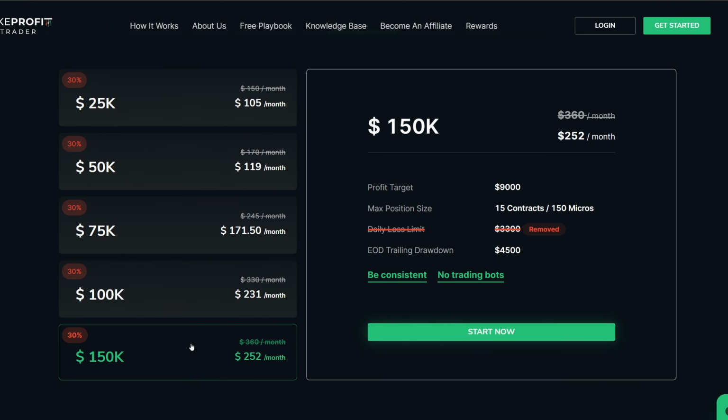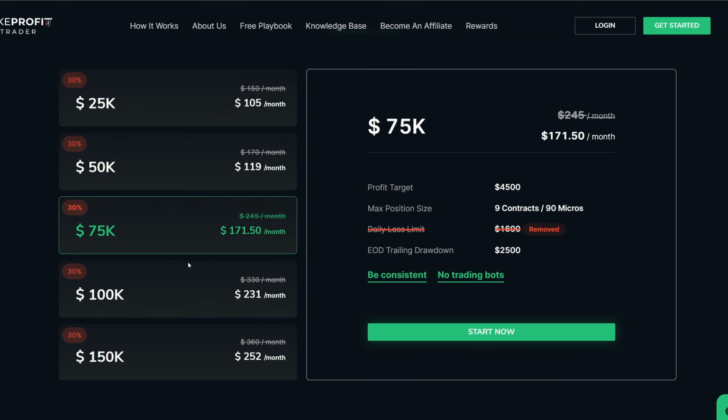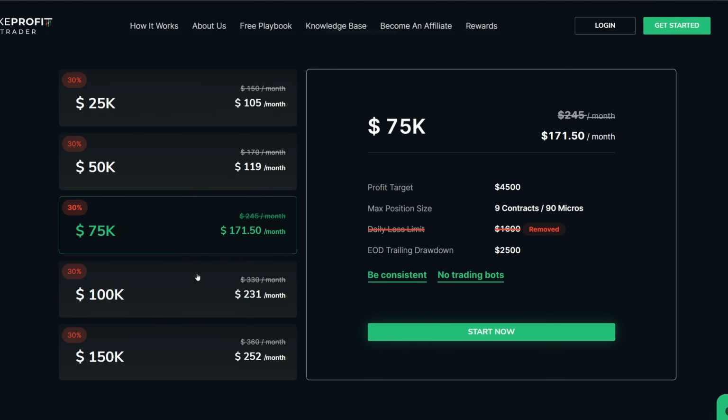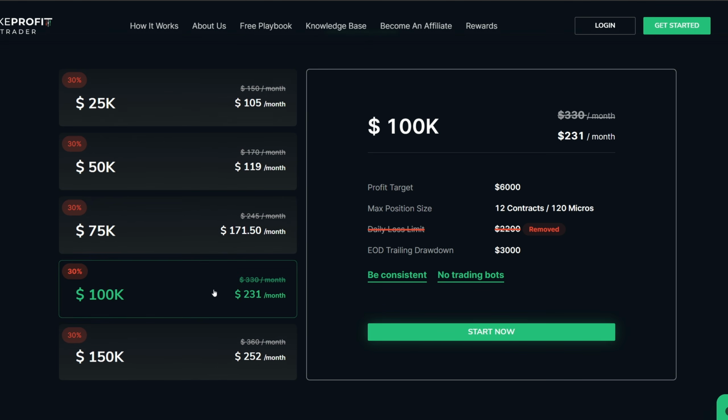However, the 150K accounts, I do like this account. One, you have plenty of contracts you can trade in this account size. You can trade 15 contracts or 150 micros. Now, the profit target did move up to $9,000. However, the end of the day drawdown moves up $1,500. So between the 25, 50K, 75, 100K account, each one of those tiers, the drawdown only moved up $500. But then when we jump from the 100K to the 150K account, the drawdown actually jumps up $1,500.